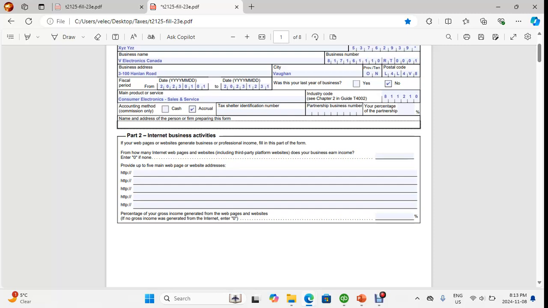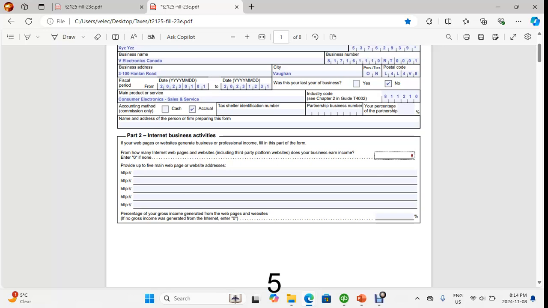Moving on to part two. Part two has to do with online income. If you did make income online, you will need to declare this income as well as the websites that you use to make this income online. If your web pages or websites generate business or professional income, fill in this part of the form. From how many internet web pages and websites does your business earn income? If none, enter zero.